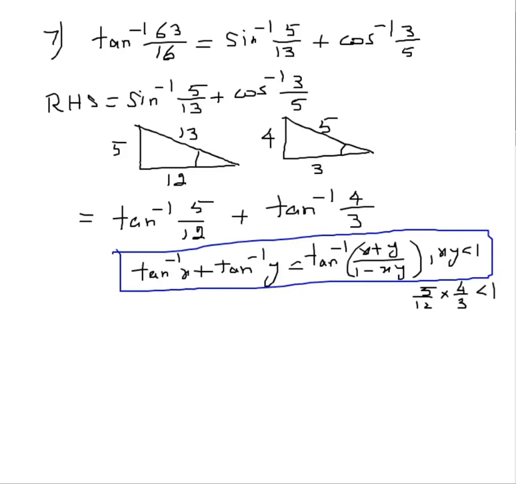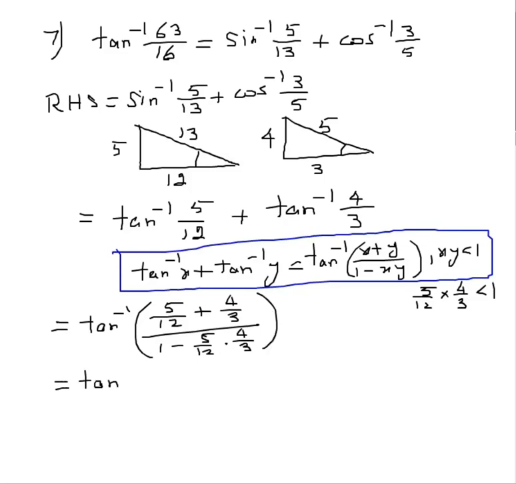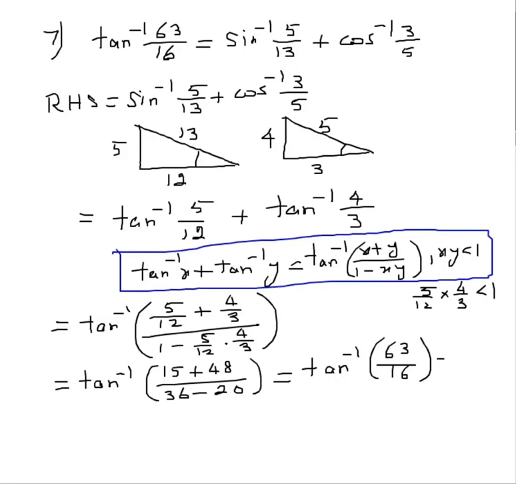So we can use the formula tan inverse of (5 by 12 plus 4 by 3) divided by (1 minus 5 by 12 times 4 by 3). Let us take LCM. LCMs will get cancelled. 15 plus 48 divided by 36 minus 20. Therefore the answer is tan inverse of 63 by 16, and this is the left hand side.